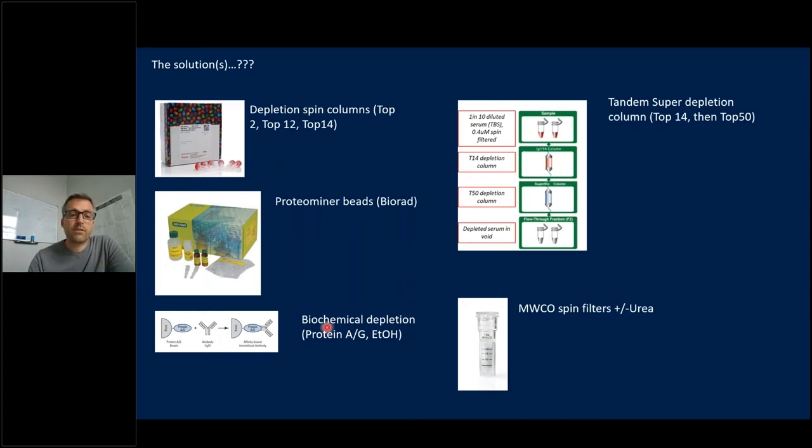There are other depletion technologies or methods. What I like in particular is the biochemical depletion, where we use very cheap and cheerful protein A and protein G beads to remove IgGs from the serum or plasma, and then do a biochemical depletion using ethanol, where basically everything precipitates but albumin and stuff that is bound to albumin and other more globular proteins.